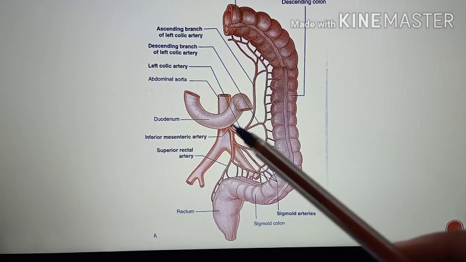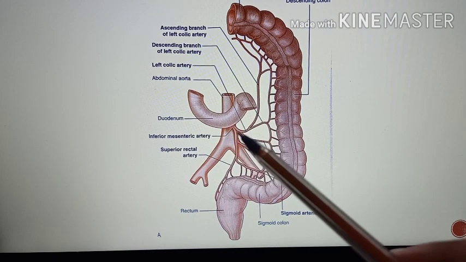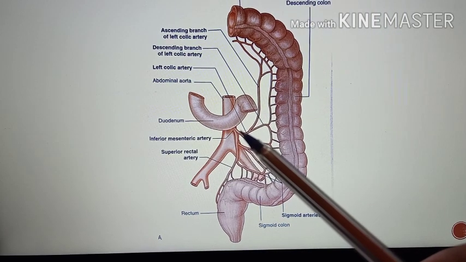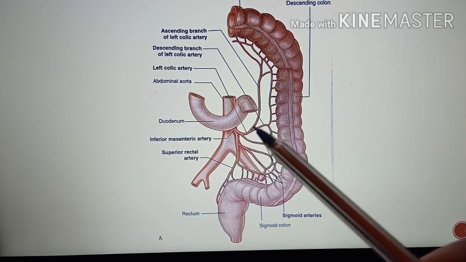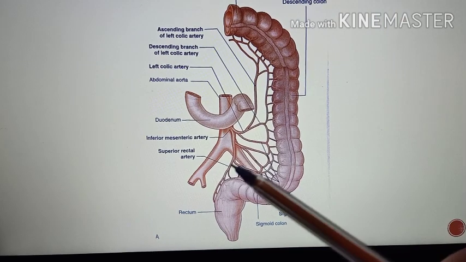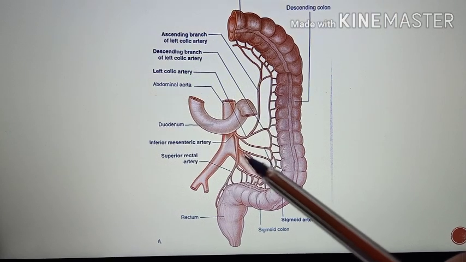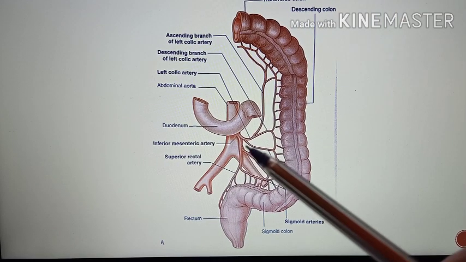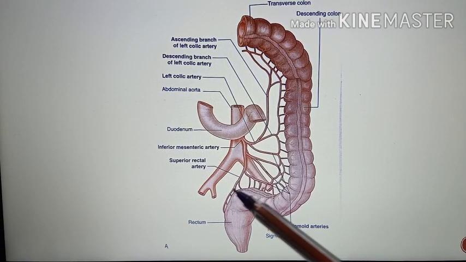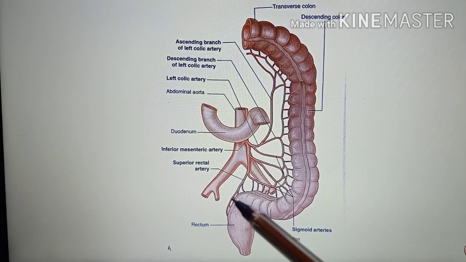So here what you are seeing, so this is the inferior mesenteric artery. So the branches are: first is the left colic artery, then here you are having few sigmoidal arteries, then the continuation of it is forming the superior rectal artery.